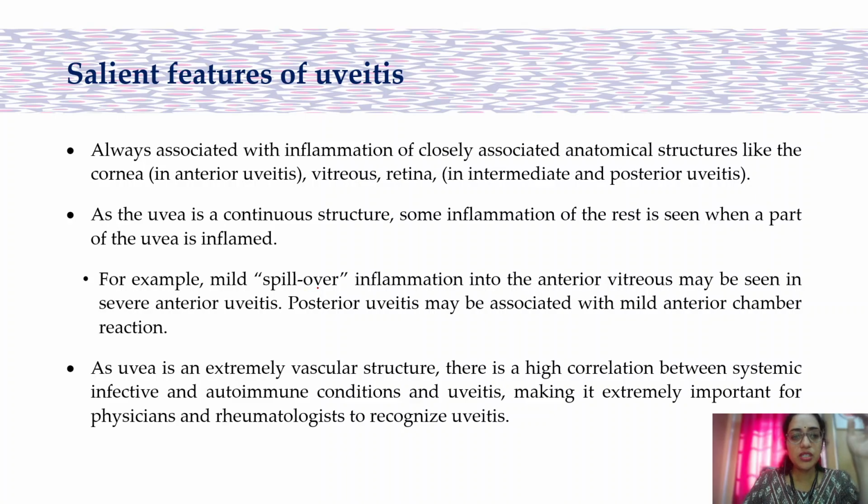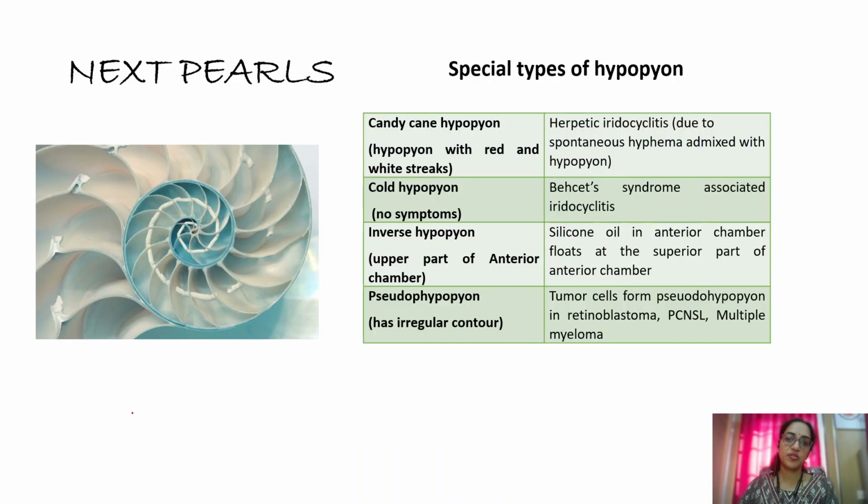So there can be a little bit of inflammation of the rest of the uvea when one part is involved, because it's a continuous structure. We discussed spillover inflammation into the anterior vitreous seen in severe anterior uveitis. In severe posterior uveitis, you can also see some amount of anterior uveitis. As the uvea is an extremely vascular structure, there is a high correlation between systemic infective and autoimmune conditions. That is why we need to involve physicians and rheumatologists when investigating cases of uveitis.